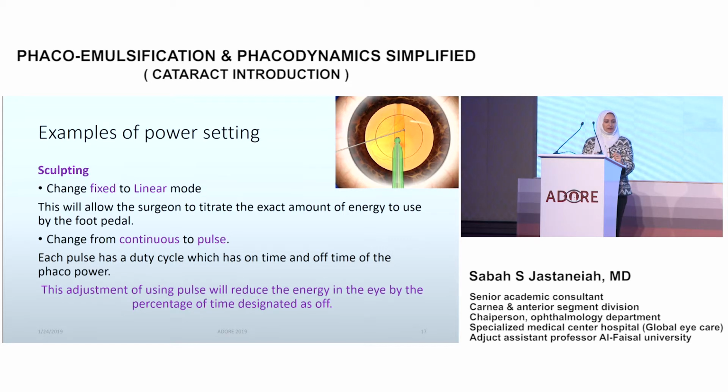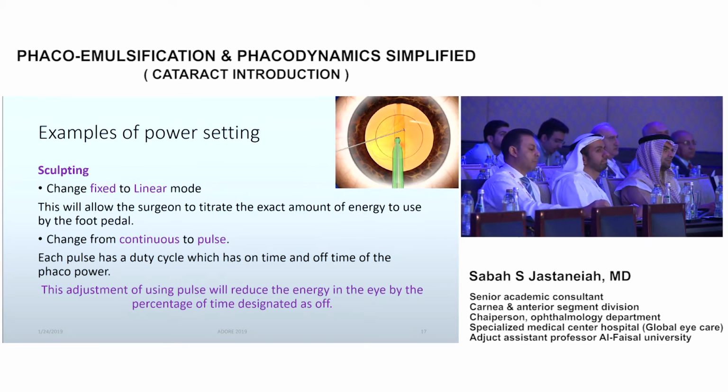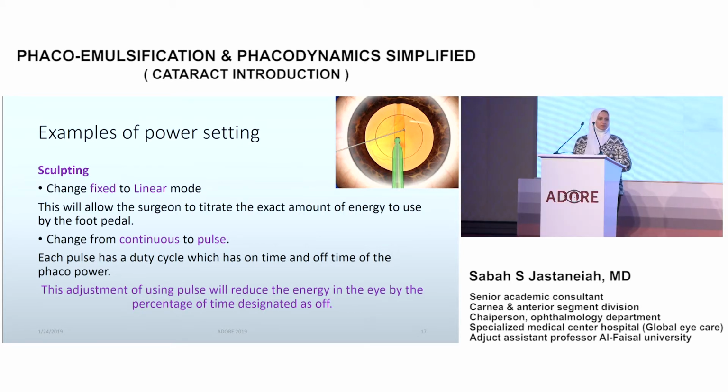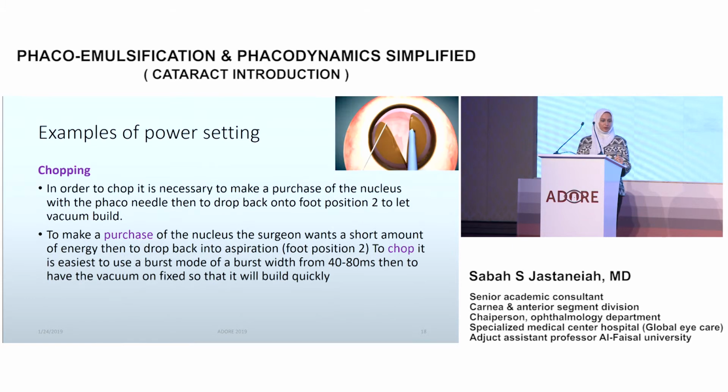And this way, you can titrate the amount of energy you are using. So maybe you can just use the least energy that you need. And change from continuous mode to pulse mode. And in this way, again, you are decreasing the amount of energy. And the adjustment here is going to be taking advantage of the off cycle of your phaco.